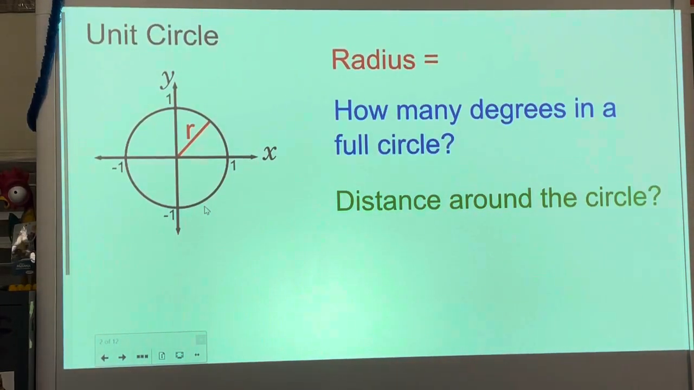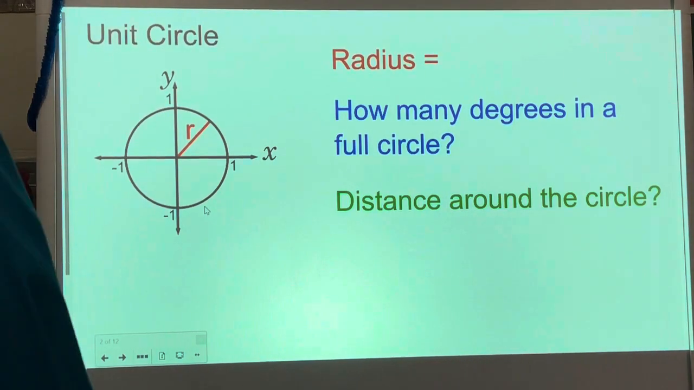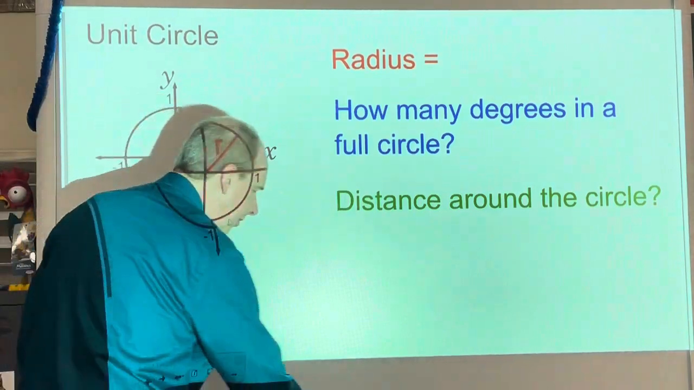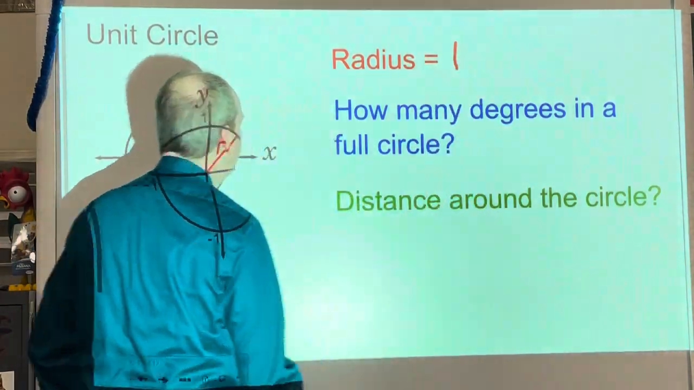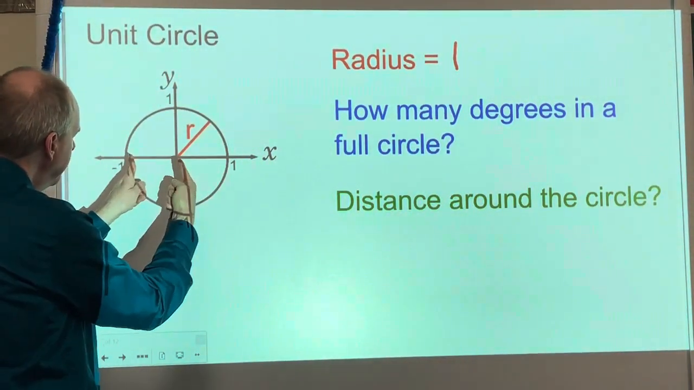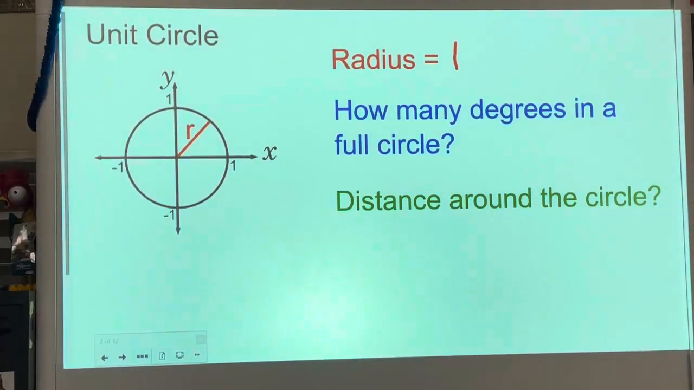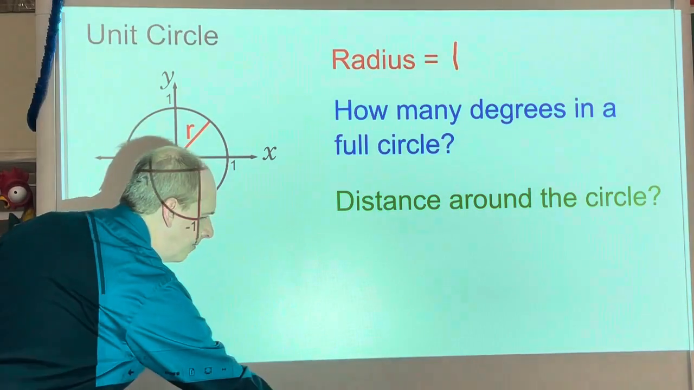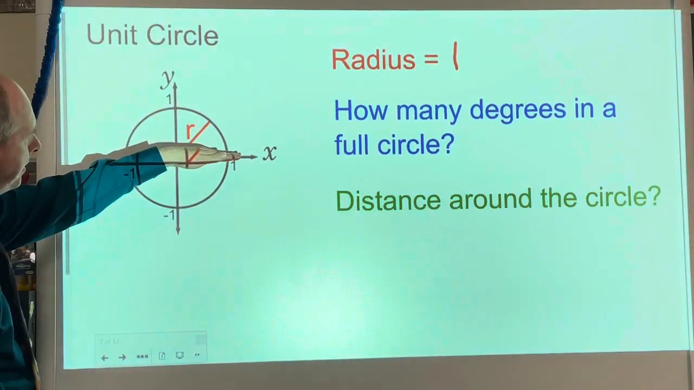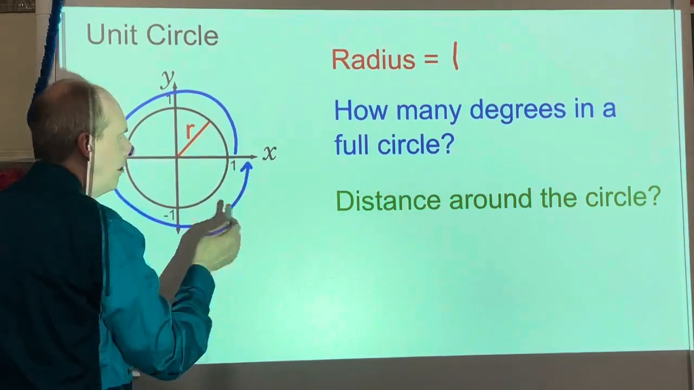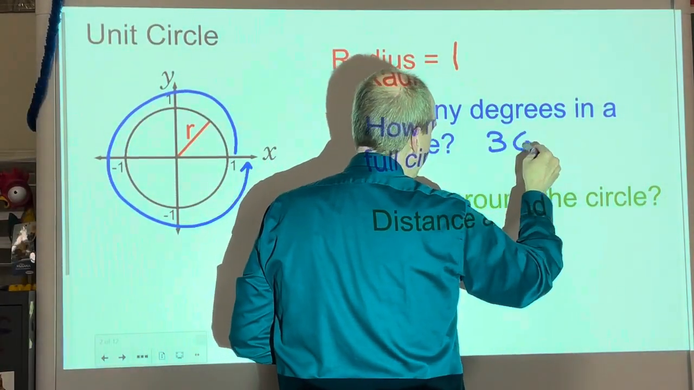We've talked a lot about our unit circle. The unit circle has a radius equal to, if you said 1, you are correct. So this is 1, this is 1, 1, 1. Even here, the radius is 1. How many degrees are in a complete circle? If we start here at 0, we go all the way around. Well, we've traveled 360 degrees.